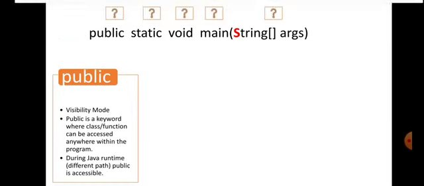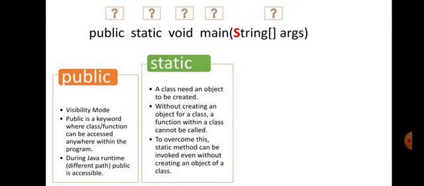Next, what is static? Static means a class needs an object to be created. Second point, without creating an object for a class, a function within a class cannot be called. Do remember, main is the first function that will be called by the interpreter. So when it is called, immediately, you cannot create an object for that. To overcome this, a static method can be invoked even without creating an object of a class.